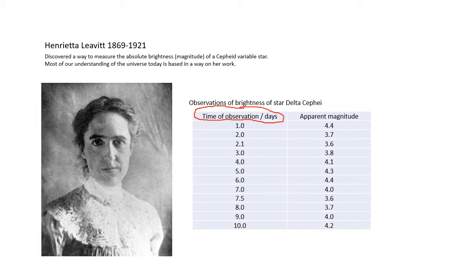And then over here, this is the brightness that was observed in the telescope measured on the astronomer's apparent magnitude scale. And remember that this scale is a little bit odd because it's logarithmic if you compare it to the intensity of the star. And it also has the oddity that the brighter the star, the smaller the value. So a value of 3.6 here is actually brighter than 4.4. Okay, the bigger the value, the dimmer the star.